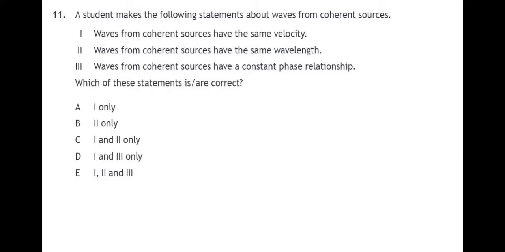Number 11. A student makes the following statements about waves from coherent sources. 1. Waves from coherent sources have the same velocity. True. 2. Waves from coherent sources have the same wavelength. True. 3. Waves from coherent sources have a constant phase relationship. True. 1, 2, and 3. Answer E.